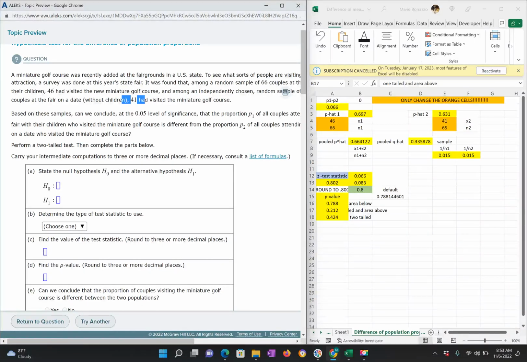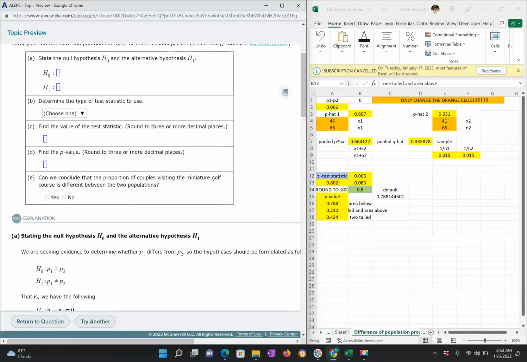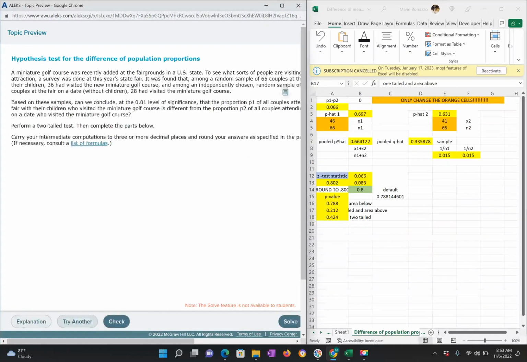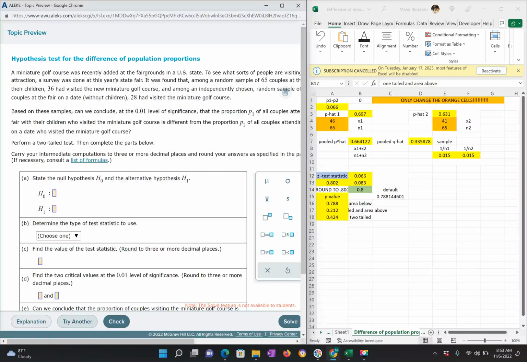And they specifically ask you for a two-tailed test. What I want to do is go ahead and try another, and let's see, I want to test my theory that this actually works. So let's try another. Okay. And so pay attention to the wording. Look at what it says.